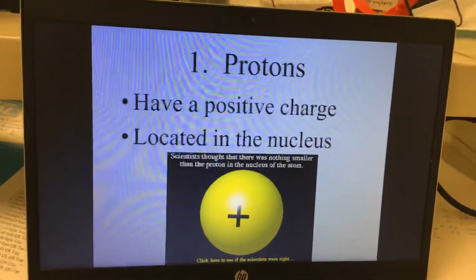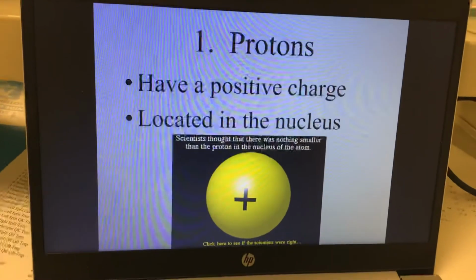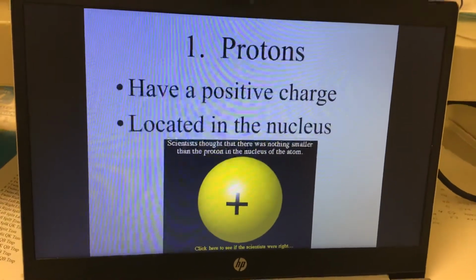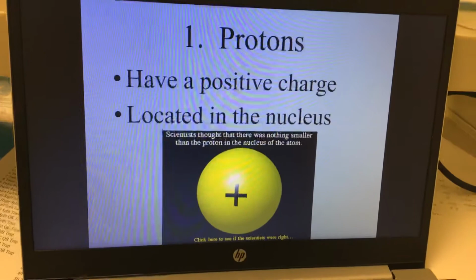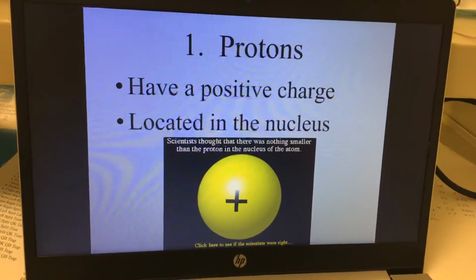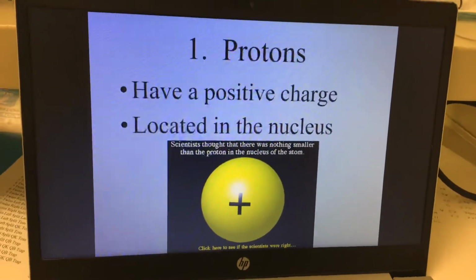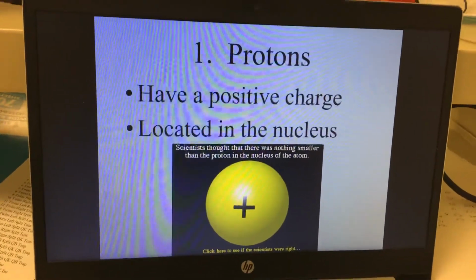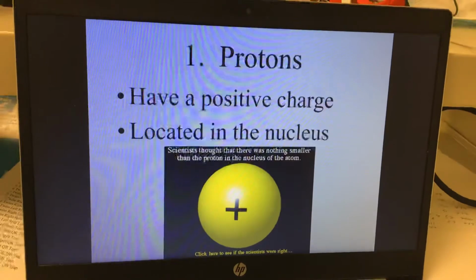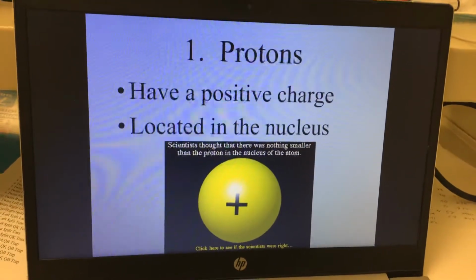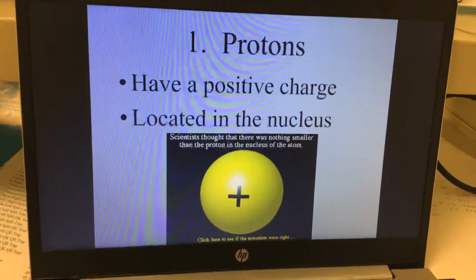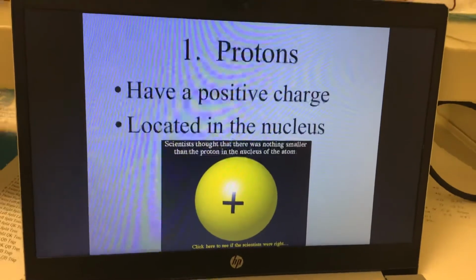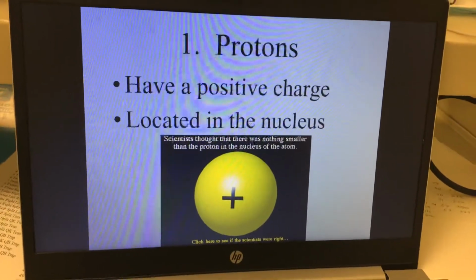We have three types. We have protons. Take a moment, write this down. They have a positive charge located in the nucleus. Protons, positive. And a lot of times you'll see them as either a plus sign or a little ball like that yellow one with a plus sign in it. And that signifies a positive proton.